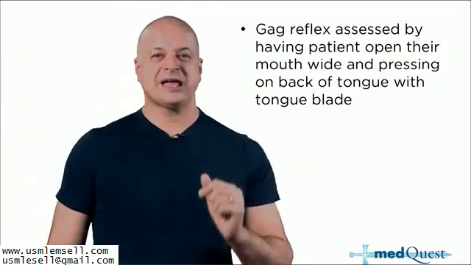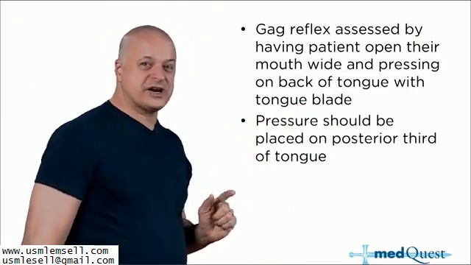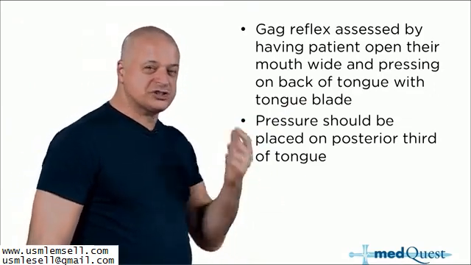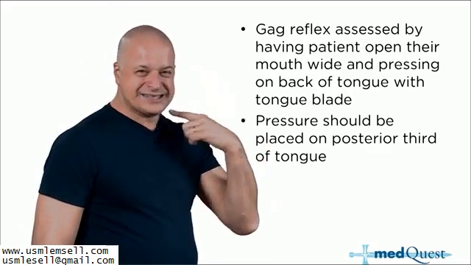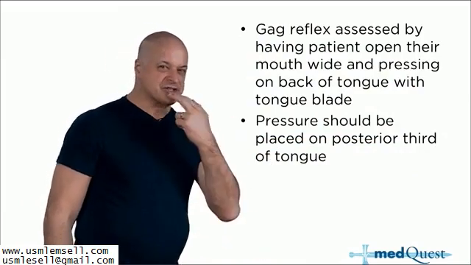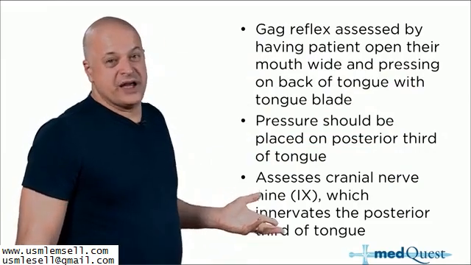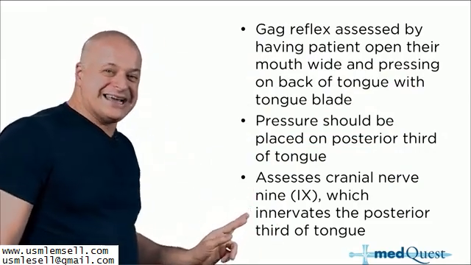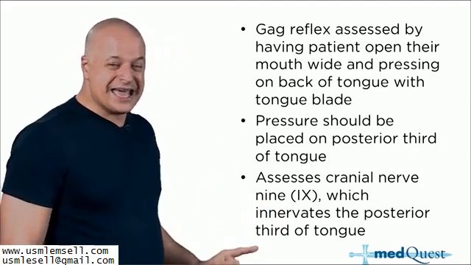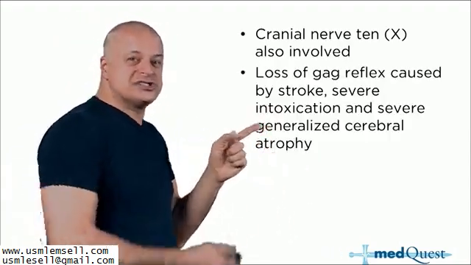Press on the back with a tongue blade, and that tells you whether you have a defect of cranial nerves 9 and 10. The pressure should be placed on the posterior third, where cranial nerves 9 and 10 innervate. Anterior, no. It's okay to put pressure on the anterior because you don't aspirate. When you lose a gag reflex, you aspirate, and that's very bad.